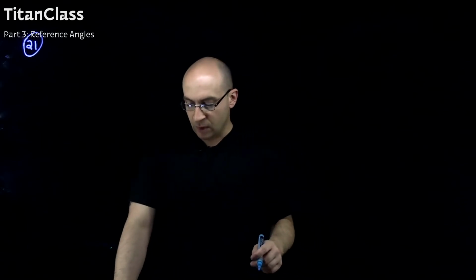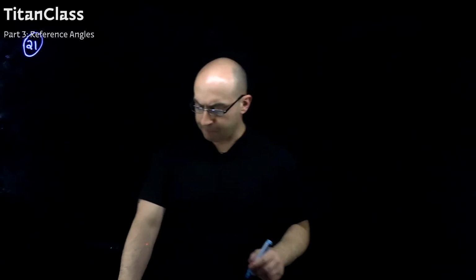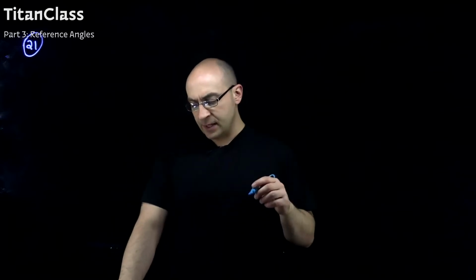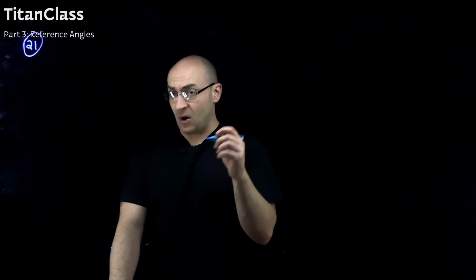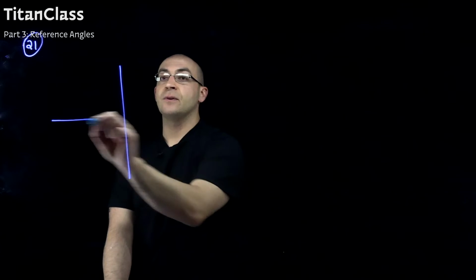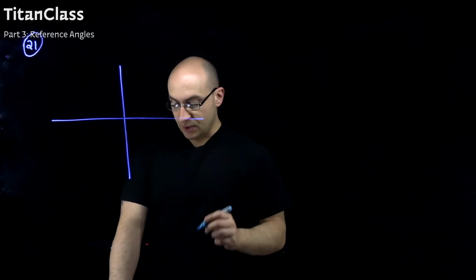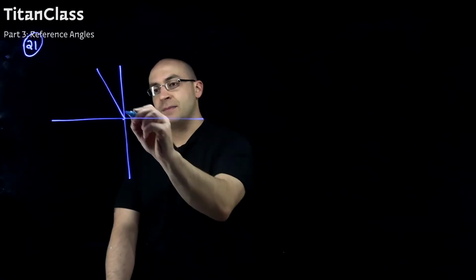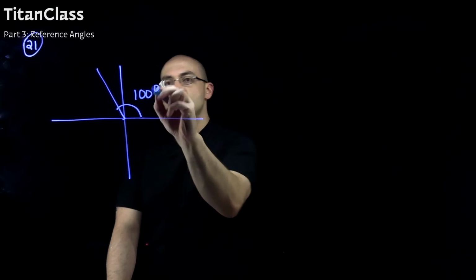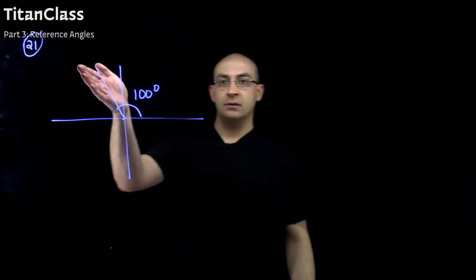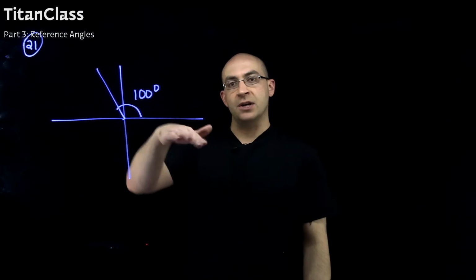So, number 21, we want to find the reference angle. Now, it's giving us a graph. I won't graph all of these, but I'm going to show the first two as a graph. So the problem is showing me this. This is a 100-degree angle, right? Certainly it's positive, it's going counterclockwise.